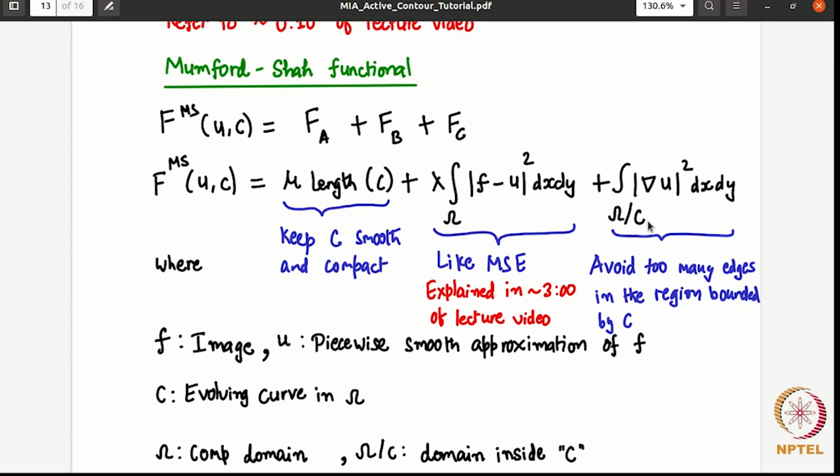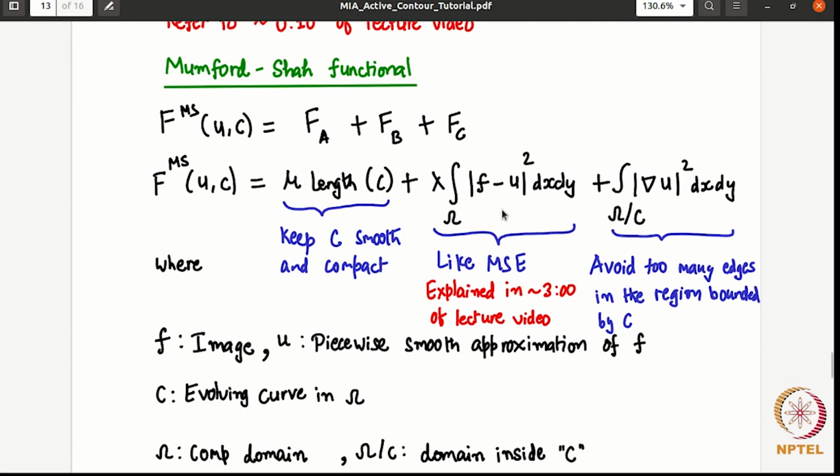So within that region, if you have a lot of gradients, that means there are some edges. So it penalizes if you have too many edges in the region. So the objective is to avoid too many edges in the region bounded by C.